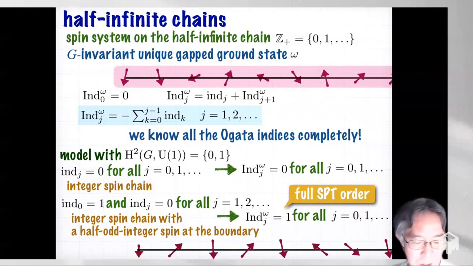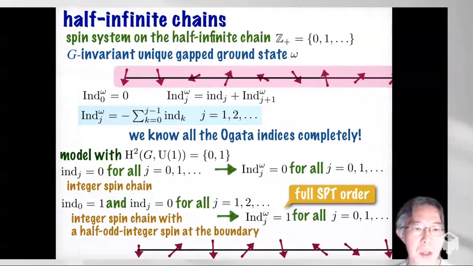On the other hand, this looks a bit artificial, but consider a chain in which the spin at the origin has index 1, and all other spins have index 0. This is a chain where you have a half-odd-integer spin, like spin 1/2 at the origin, and all the other spins are integer. Like so, you have spin 1/2 here, spin 1, 1, 1, 1, 1, 1 here. So in this case, if you solve this relation, you find that the Ogata index is 1 for all bonds.